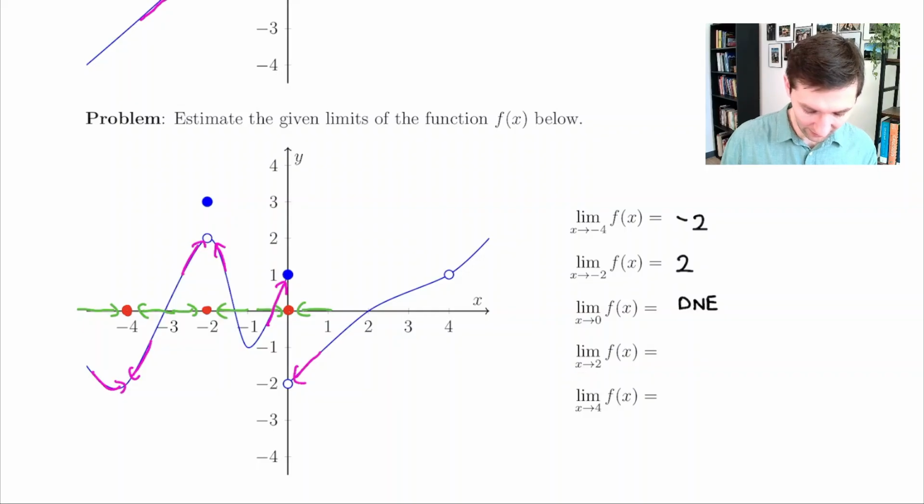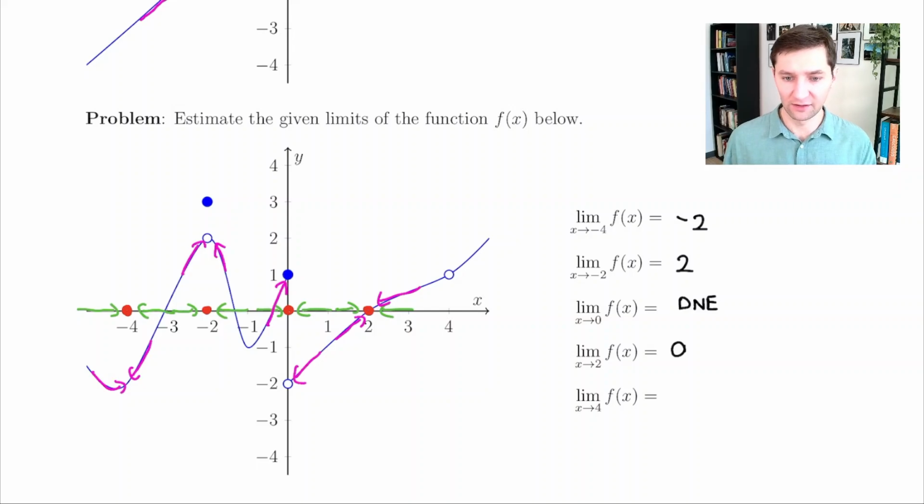Let's take a look at the limit as x approaches 2. I find x equal to 2 on the x-axis. I approach it from the left and from the right using my inputs. Then I draw corresponding arrows on the graph of the function. Those arrows point toward a point with the y-coordinate of 0. So this limit is 0.